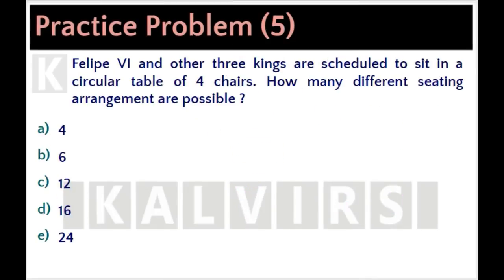Felipe is 6th, and other 3 kings are scheduled to sit in a circular table of 4 chairs. How many different seating arrangements are possible? Now, first of all, is the order of the kings important? Since the order in which the 4 kings are going to sit matters, this problem involves permutation. They're sitting at a circular table. Therefore, we're gonna use the circular permutation formula.